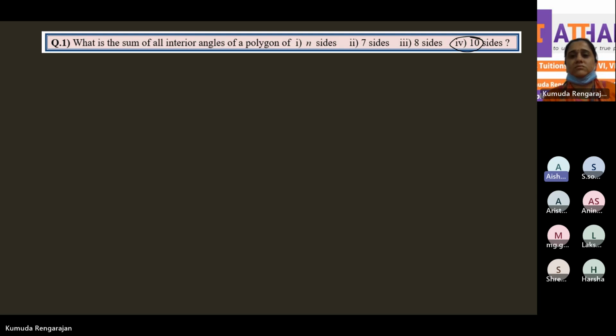Ma'am, only the fourth subdivision, right? Only for the fourth subdivision, yes. Got the answer, ma'am. What is it? 1440. What's the formula? N minus 2 into 180.